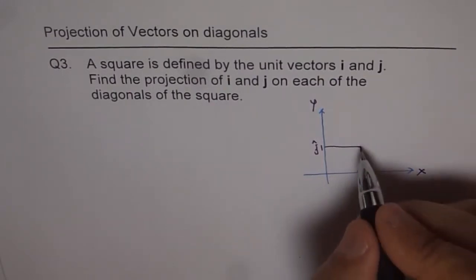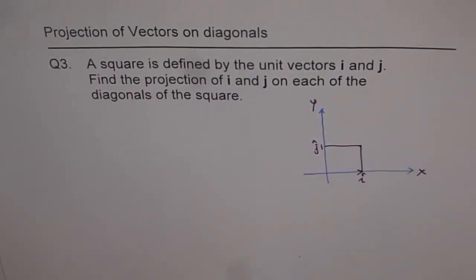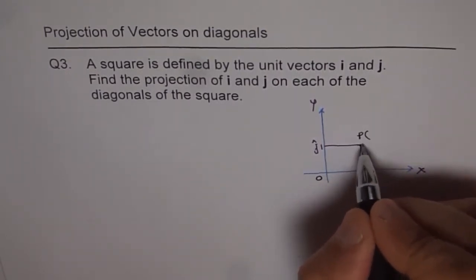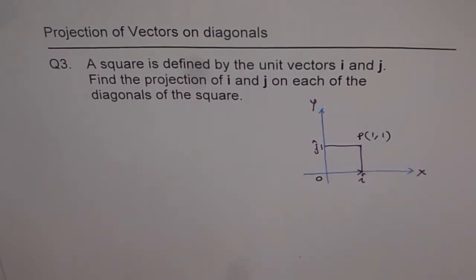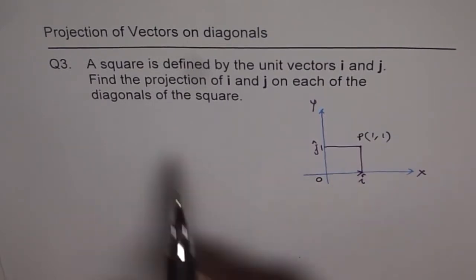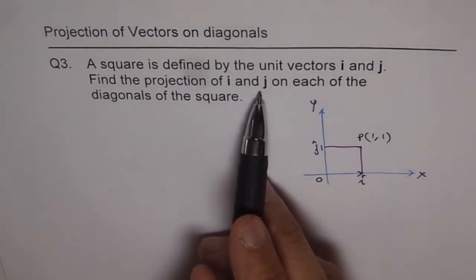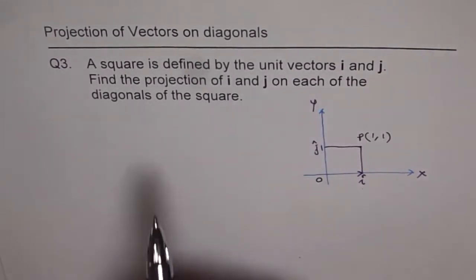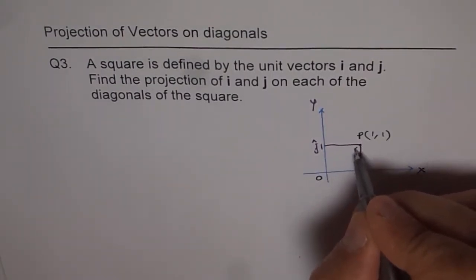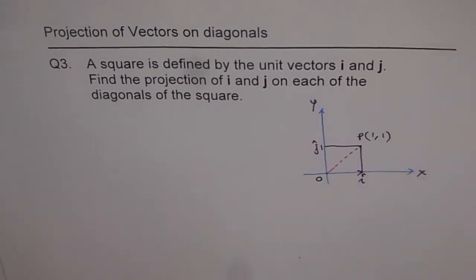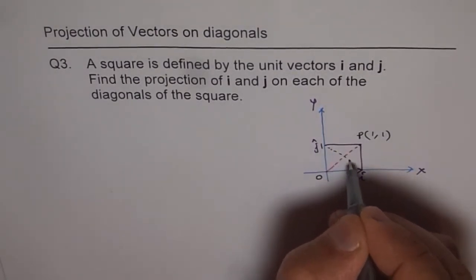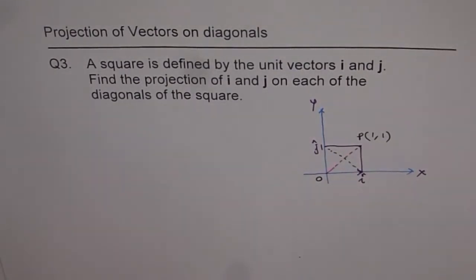Now if this is my square, then what are the coordinate points of this? Let me call this point as P. So we have O here and P here. The coordinates are of course 1 and 1, right? That is how you get a square whose sides are equal to i and j. Now find projection of i and j on each of the diagonals of the square. Now there are two diagonals in the square, right? So you can draw one like this, and the other one, let me do it in a different ink, will be this, correct? So these are your diagonals in the square.